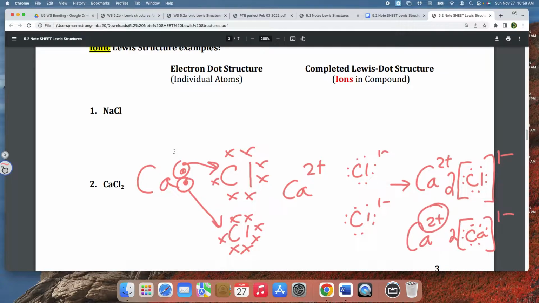So 2 plus must cancel 2 minus to be neutral. Going back to our naming, we have to have neutral. So 2 and that 1 make a 2 minus, and that 2 plus, they cancel out, so it's neutral. So this truly must be the final answer.